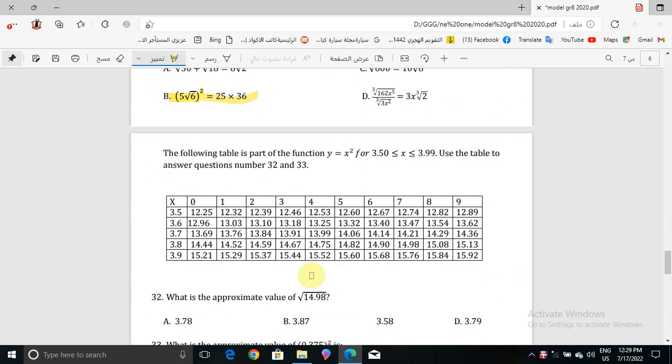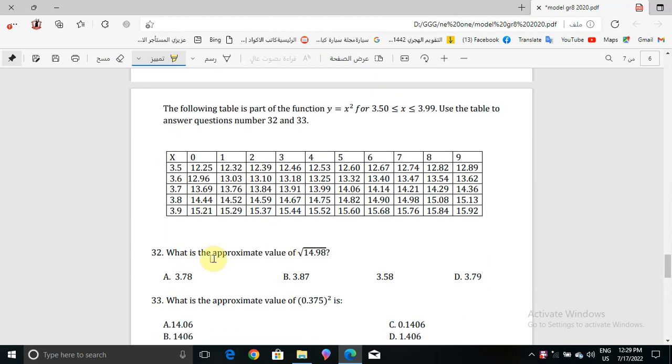Now question number 32. The following table is part of the function y is equal to x squared for 3.50 is less than or equal to x and x is less than or equal to 3.99. Using the table to answer questions number 32 and 33.